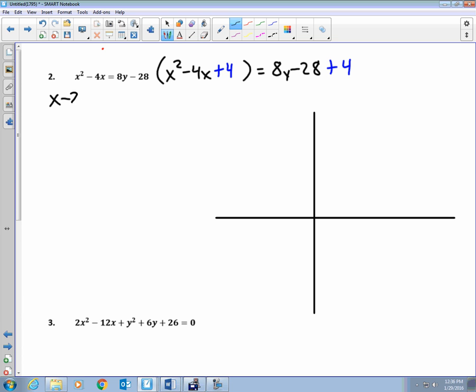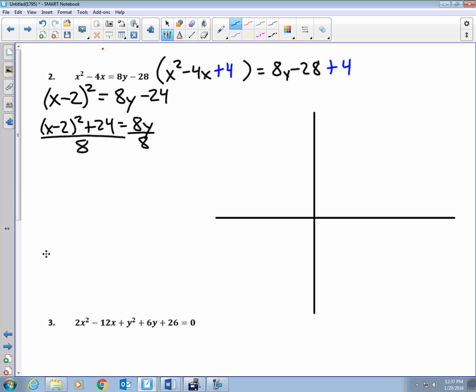So x minus 2, quantity squared, is equal to 8y minus 24. Now what? Add 24. So we get x minus 2, quantity squared, plus 24 equal to 8y. Now what? Divide by 8. Do I divide the first part by 8, the 24 by 8, or both by 8? Everything. Thank you. So y is equal to 1 over 8 times x minus 2, quantity squared, plus 3.